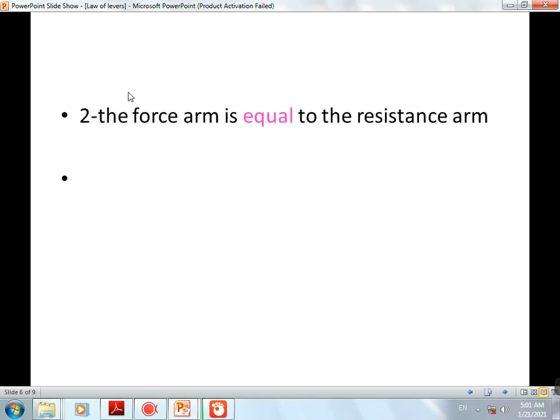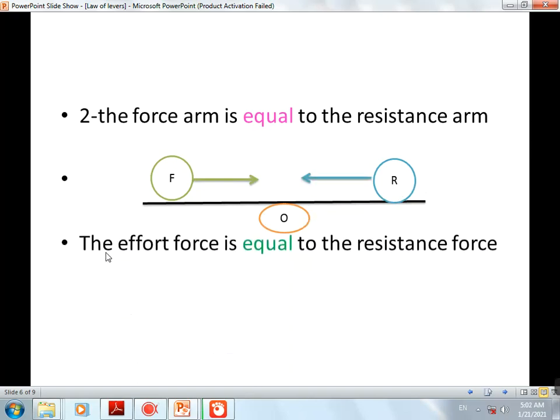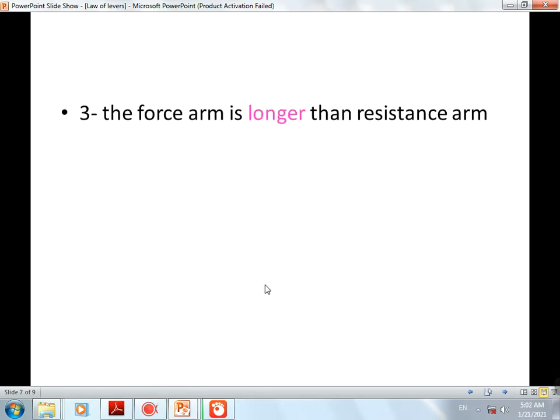2. The force arm is equal to the resistance arm. The distance between effort force and fulcrum equals the distance between resistance and fulcrum. So, the effort force is equal to the resistance force, and it doesn't save effort.